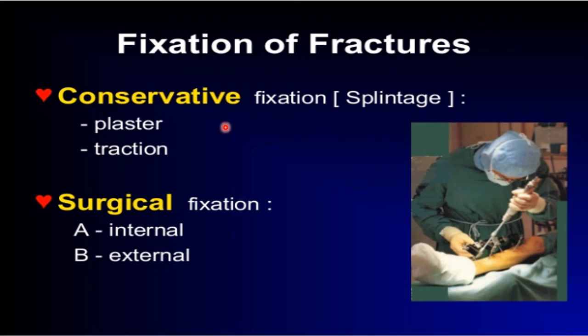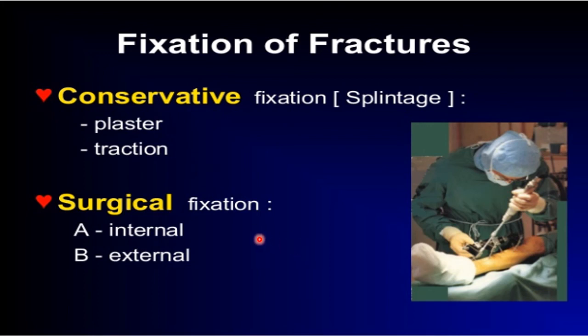Fixation of fractures can be conservative, which is called splintage or external fixation: POP casts or tractions, weights. You must have seen some patients with weight attached to their lower limb, pulling the bones and keeping them aligned. Such patients remain immobilized on the bed for long periods of time and are susceptible to pulmonary complications, deep vein thrombosis, and bed sores.